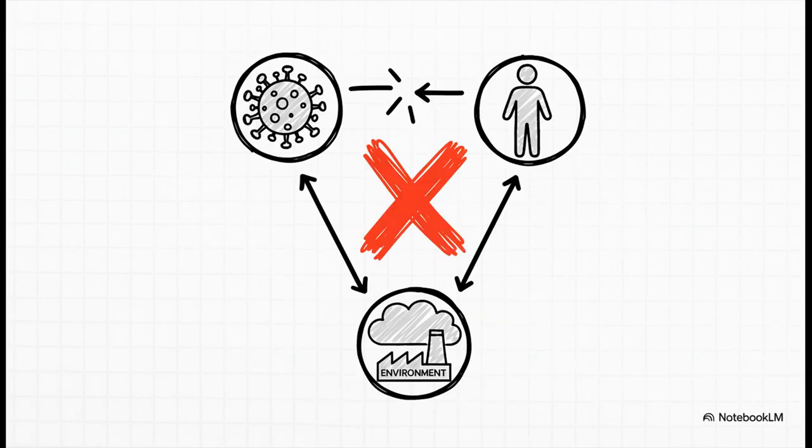And here's the key. For a disease to really take off, all 3 of these points have to connect. This simple model is so powerful because it gives public health officials 3 different angles to attack the problem. If you can break just one side of that triangle, say by protecting the host or changing the environment, you break the chain of transmission. You can stop an outbreak in its tracks. Let's see how this works with a real-world example.